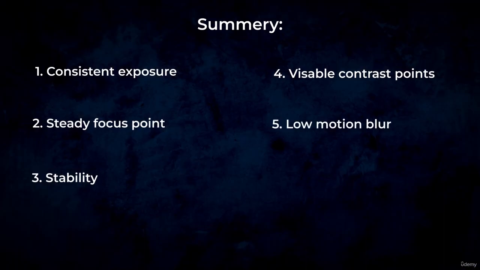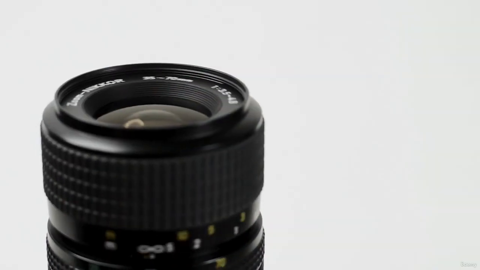Low motion blur. Minimizing motion blur is crucial. Excessive motion blur can make it difficult for the tracking software to analyze perspective changes in the footage.